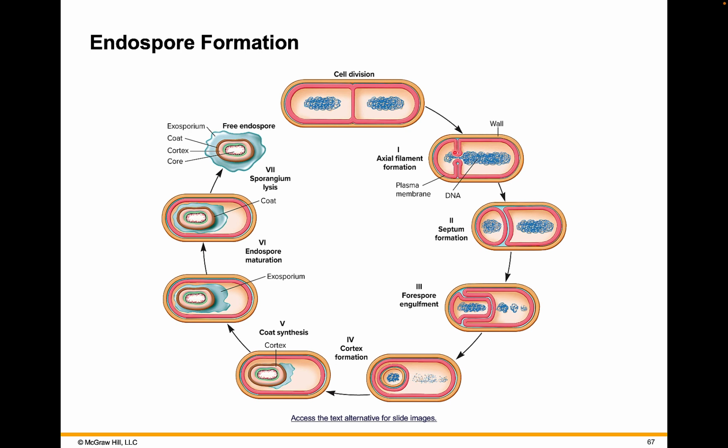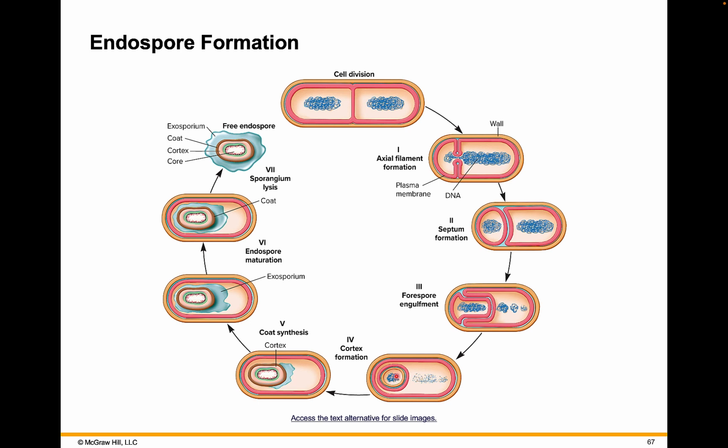Axial filaments are formed, and you form a structure which we call the forespore. This septum, essentially the plasma membrane, unequally divides the two compartments. This is the septum formation, or the forespore formation. Then the larger part of the plasma membrane engulfs the entire forespore, and it is enclosed in a double membranous structure.